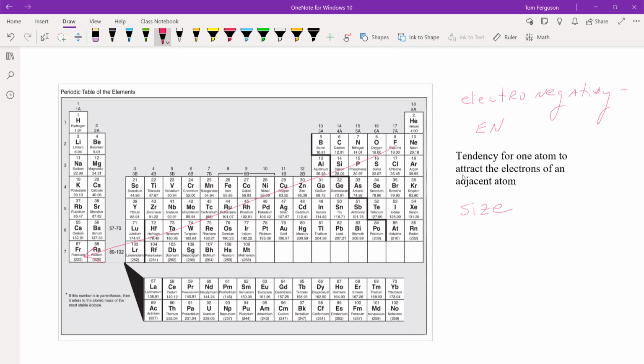So if you have a bag of 10 marbles versus a bag of 66 marbles, the 66 bag is going to be bigger because there's more stuff in it. So that's one reason this trend exists. The other one is electronegativity. The higher the electronegativity is, the more compact the atom is.